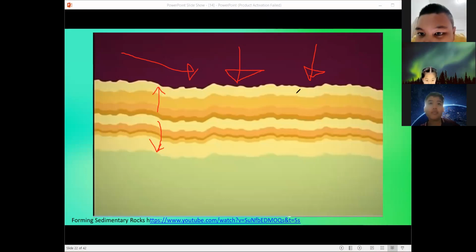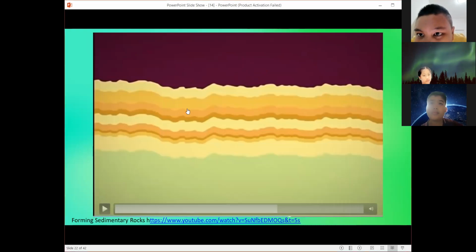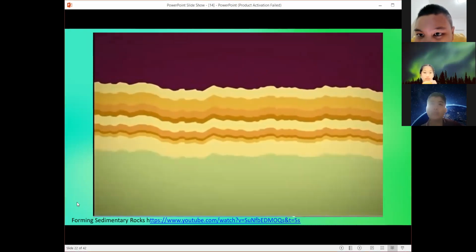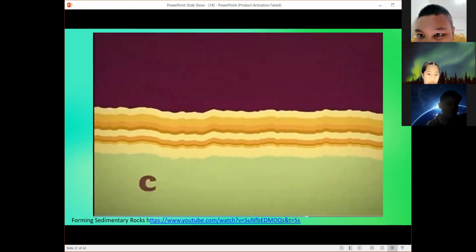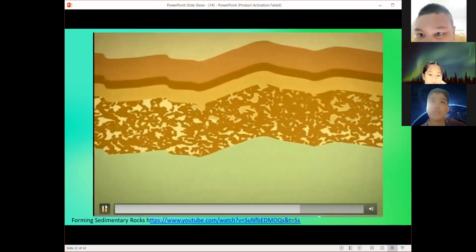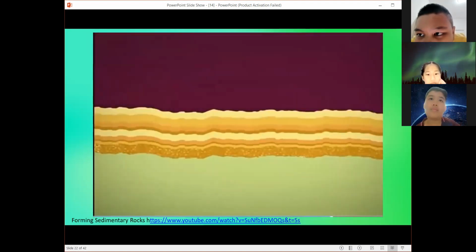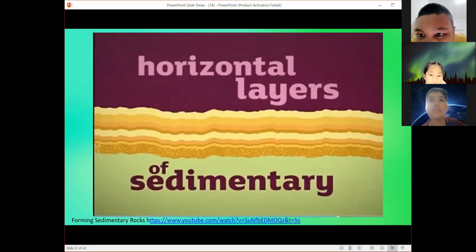So it will be compacted because of the gravity, because of the weight that will be put on top of these layers. I hope you understand that. Let's proceed. Over millions of years, the weight of the layers above compress the ones below, and they harden into sedimentary rock in a process called compaction. Sometimes another substance seeps between the sediments and hardens, cementing the sediments together. The whole process leads to the formation of horizontal layers of sedimentary rock.